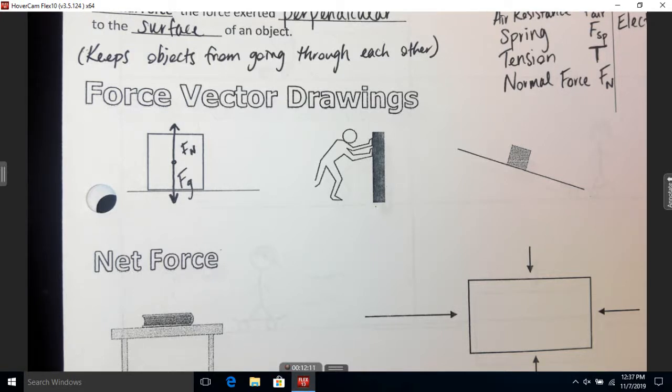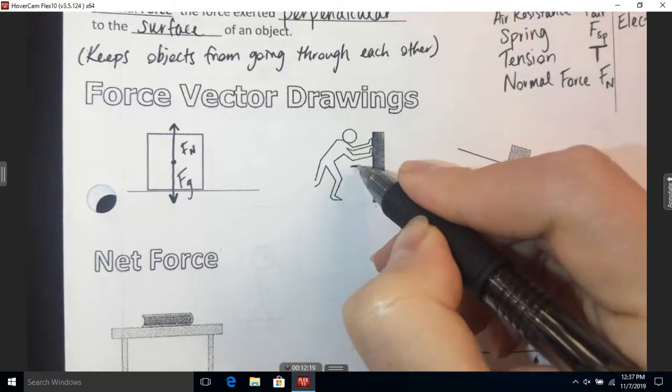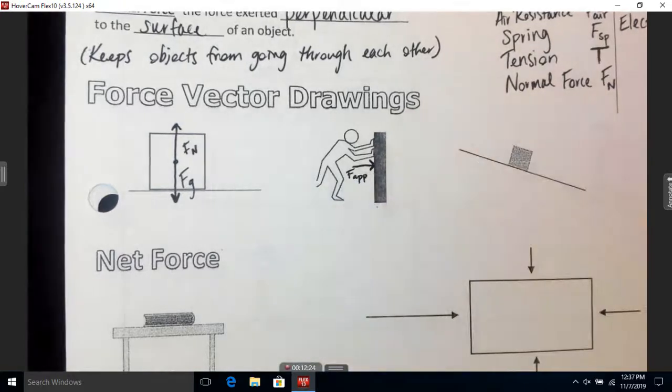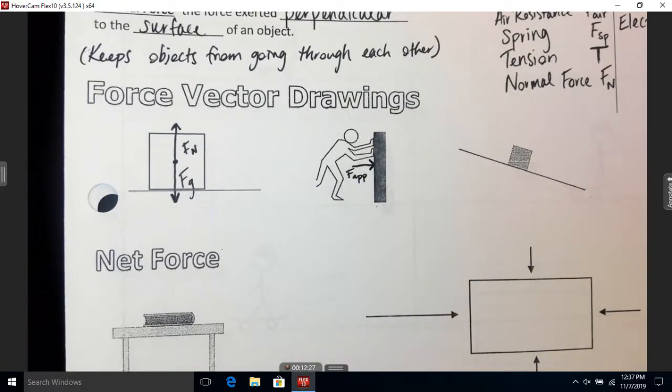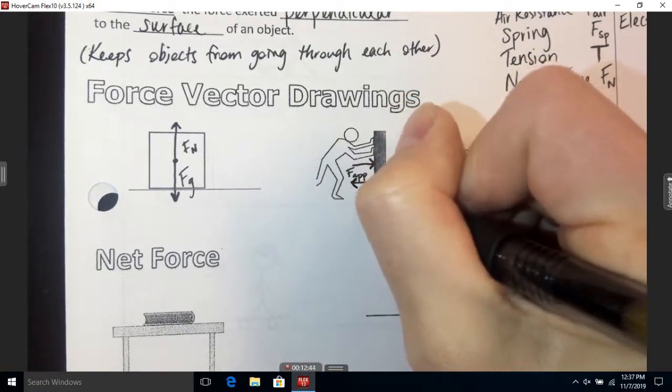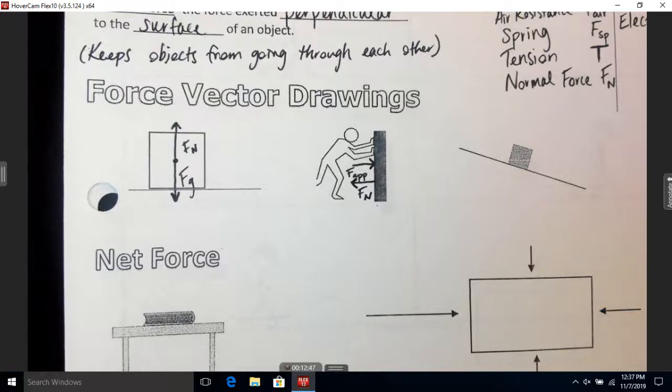Okay? What about the guy pushing on the wall? What forces do we have? Applied force, so he is pushing this way. F-A-P-P. And what's happening? Is he gonna fall through the wall? No. The normal force acts perpendicular, so it comes out of the surface and it pushes back. And they should be the same size. How we feel about that?